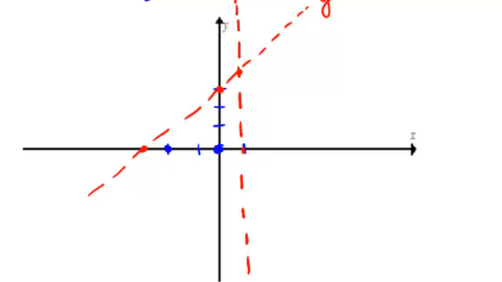Now we need to figure out what's going on with this graph. What we can do is make a number line. So let's make a number line here down below. And I always plot my vertical asymptotes and my x-intercepts.